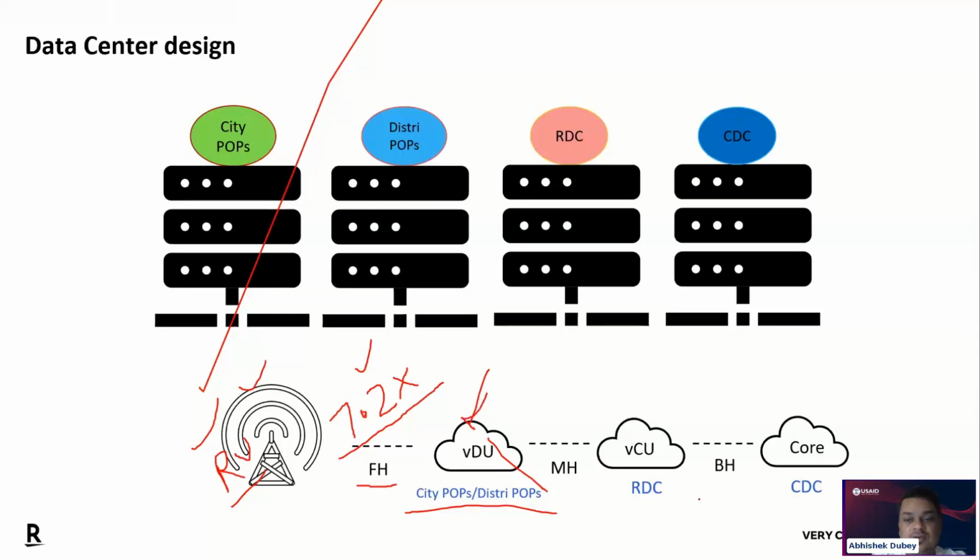Okay, so this is a little bit of extra information, or value addition, I wanted to give you while explaining this architecture. The next part is the RDC. You can install your vCUs in the RDC, or you can install vCUs in DistriPops as well. You all need to plan that. In the CDC, you can install the core or other IMS equipment.